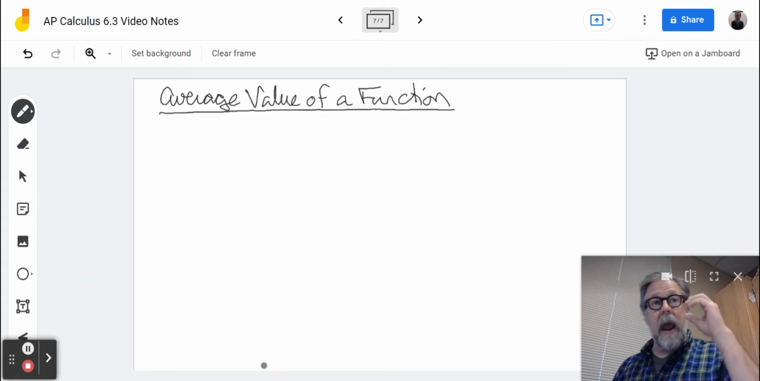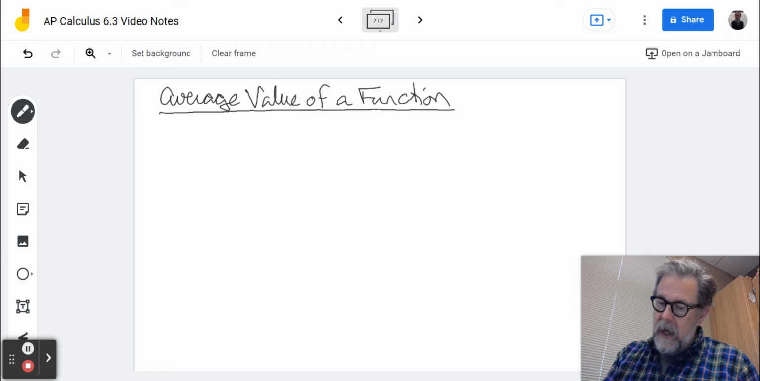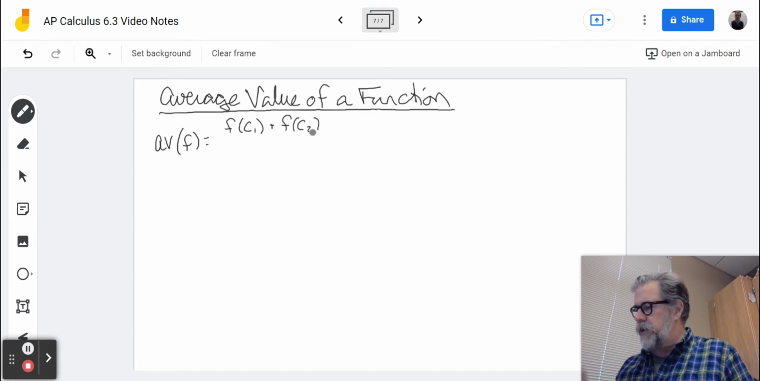Okay, let's talk about average value of a function. First of all, we know that average is just add up all the values, divide by the number of values. So if we think of this in terms of our rectangles, the average value of some function f would just take the value in the first rectangle plus the value of the function in the second rectangle. Remember, c sub 1, c sub 2 is just our randomly chosen point inside the rectangle.